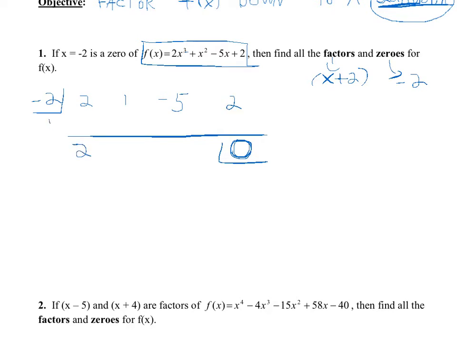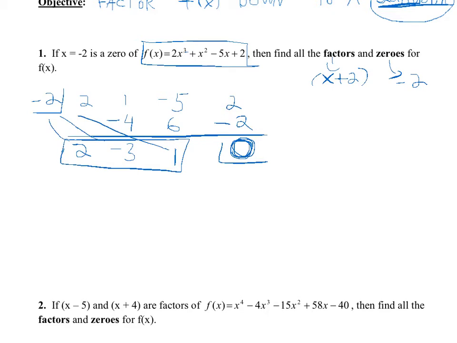I bring down the 2, multiply here, I get -4. 1 minus 4 is -3. -2 times -3 is 6. -5 plus 6 is 1. -2 times 1 is -2. And there it is. You add 2 and -2, and you do get 0.